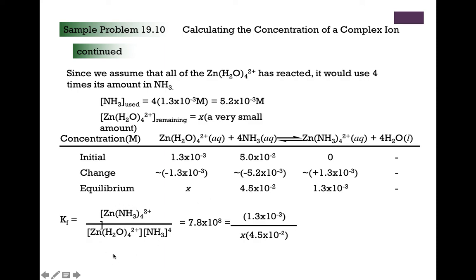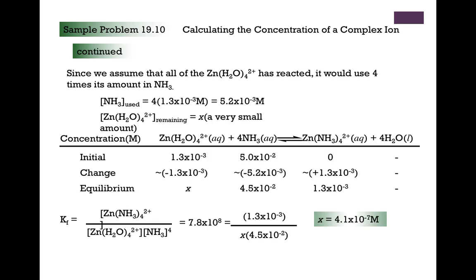If our formation expression is this, we know that is 7.8 times 10 to the 8th. We can plug in our values that we have available to us here, and then solve for our x. Solve for x, which is the molarity of our zinc hydrate that would remain in solution after this reaction has progressed.